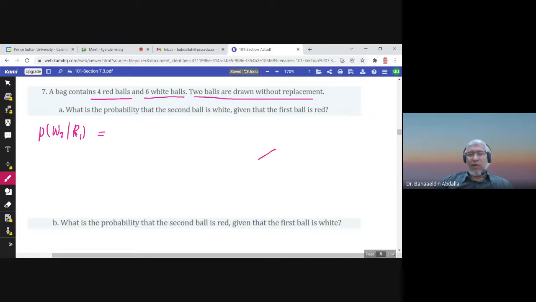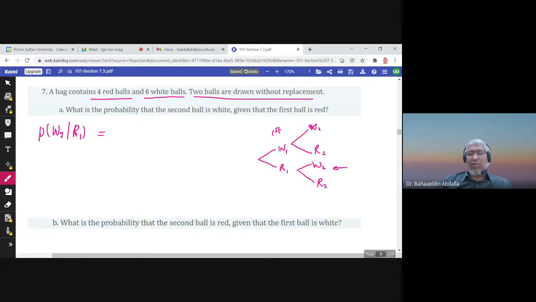So the first ball, let us draw the first ball. What are the possibilities for the first ball? It could be white or red. And now the second ball, if the first ball is white, let me call this W1R1. The second ball would be white or red. White or red. This is the second ball. Now what is the question? Find probability of W2, this one, given that the first ball is red.